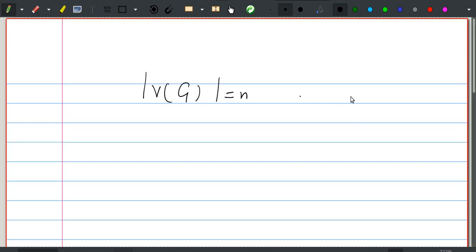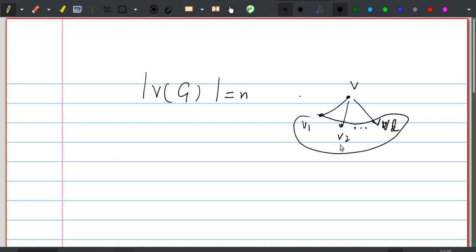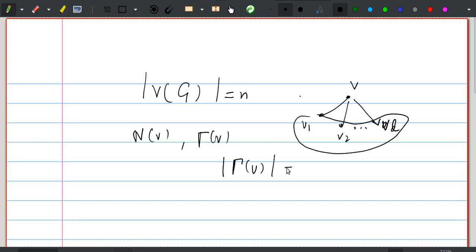Suppose there is a vertex V, and let V1, V2, and so on up to Vd be the vertices that are adjacent to V. So these are all the vertices that are adjacent to V. Then these Vi's are called the neighbors of V, and it is denoted by N(V), or sometimes gamma of V. The number of vertices which are adjacent to V is called the valency or degree of V. So the size of N(V) or gamma(V) is called the degree of V.